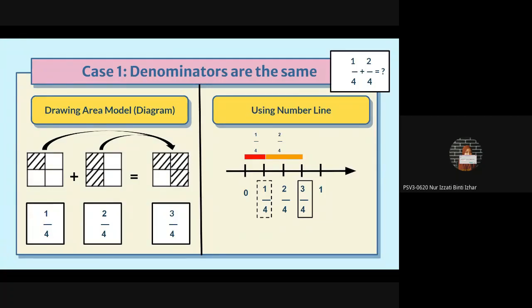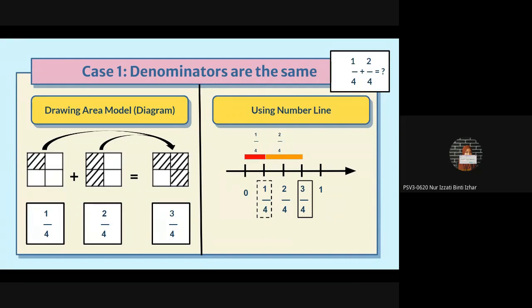Let's look at the drawing area model first. Instead of using the traditional and standard way of solving the equation, we can represent the fractions in two square shapes, where both squares are divided into 4 equal parts. For instance, for 1/4, we shade one part out of the 4 parts. The same goes for the second fraction: we shade 2 parts of the square. As the final sum, we just combine what we have shaded on both squares into one, so it is equal to 3/4.